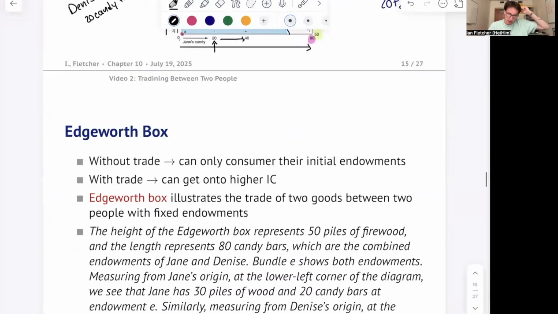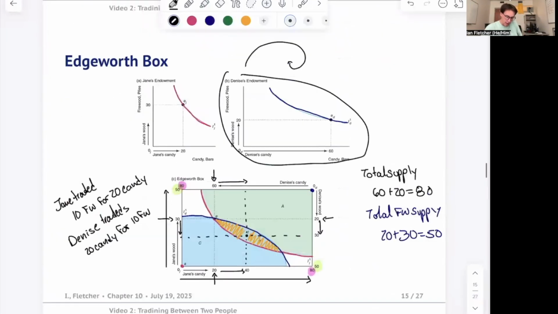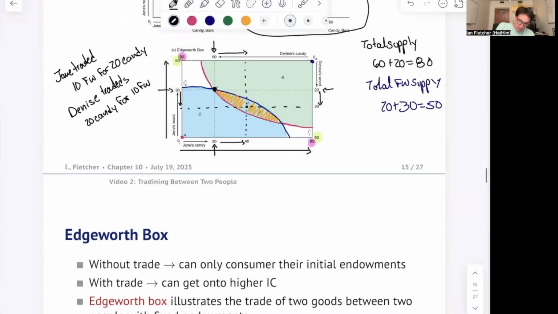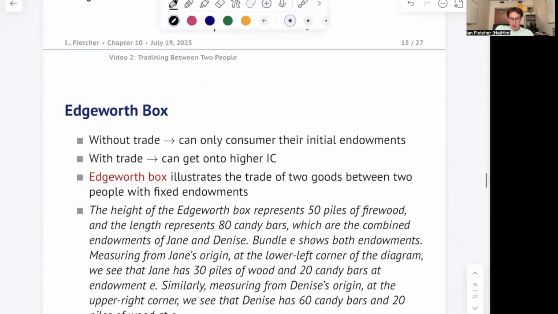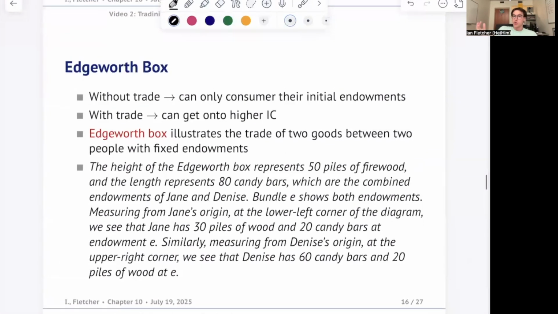And so we can build on this a bit more, right? So we can talk about trading. Without trading, the consumers would only consume their initial endowments, right? So we would be stuck at E. But with trade, we would be able to move from E, so off of this indifference curve, into F for both people. And so the height of the Edgeworth box represents the 50 piles of firewood. The length represents the 80 candy bars. Bundle E is both endowments, measuring from Jane's origin in the lower left and 30 piles, and from Denise's origin at the upper right. But through trading, we would be able to move from E to F.